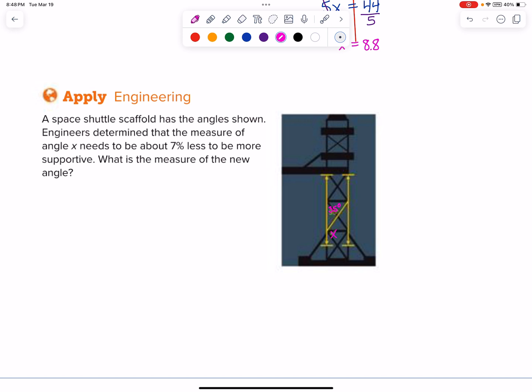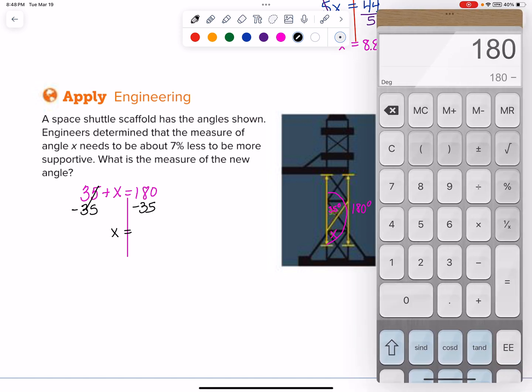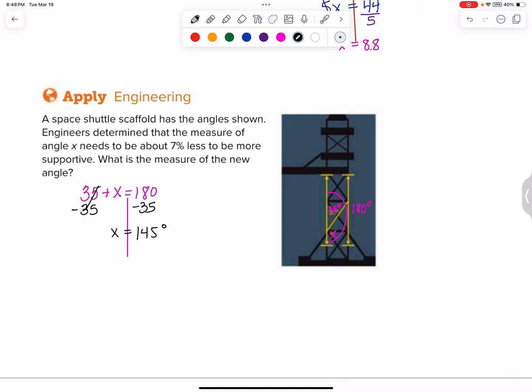First of all, I noticed that these two angles sit on a straight line, so they're supplementary angles. When you take the sum of those, they equal 180 degrees. Let's calculate that first. We could do 180 minus 35, or 35 plus x equals 180, and we can find what that supplementary angle is. If we subtract 35 from both sides, we get x equals 180 minus 35. So x is a 145-degree angle, okay?